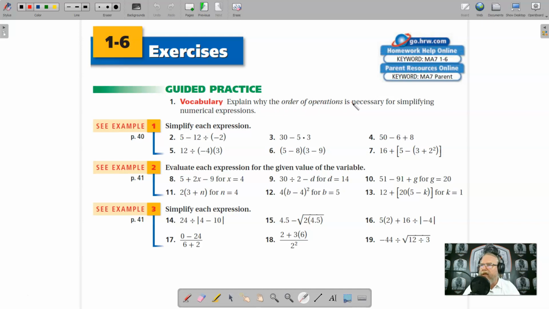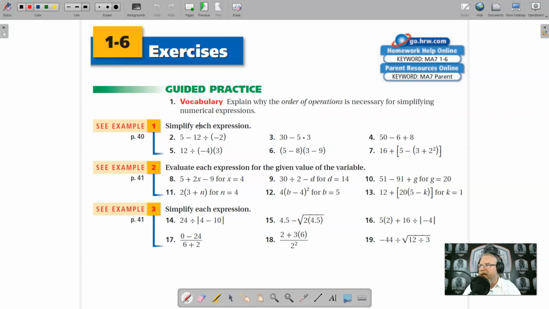Explain why the order of operations is necessary for simplifying numerical expressions. Well, if we didn't have an order of operations, then we wouldn't necessarily know how we're supposed to solve the problem. If somebody said we should do this first and then do that, or someone else said we should do this first, then do that. If somebody said, let's do all the addition first, then the multiplication, and someone else said, let's do the multiplication, then the addition, you're going to come up with different answers. So it's necessary for there to be a set order of operations so that whenever we simplify numerical expressions, we all come to the same answer.